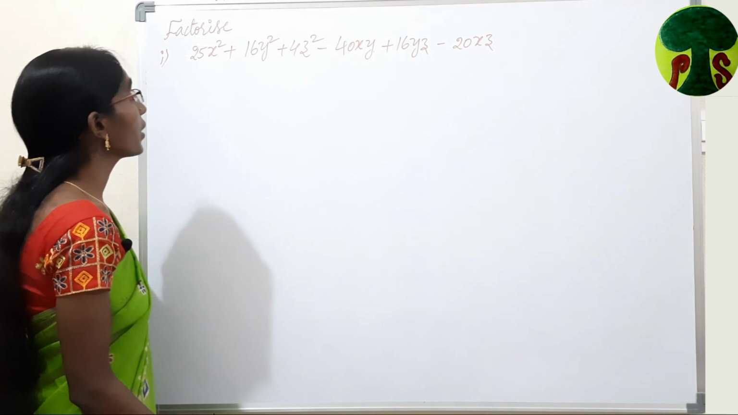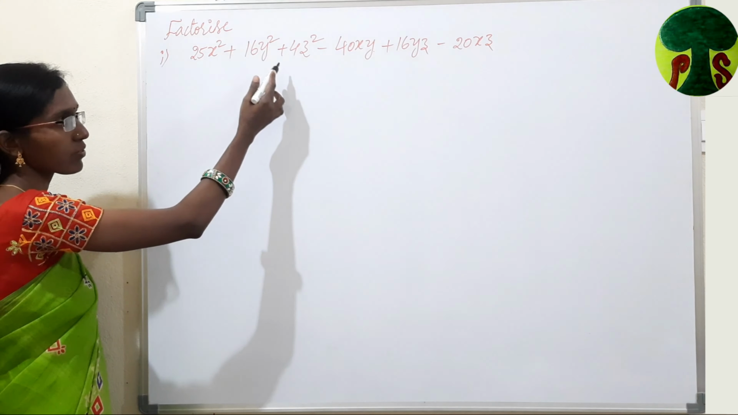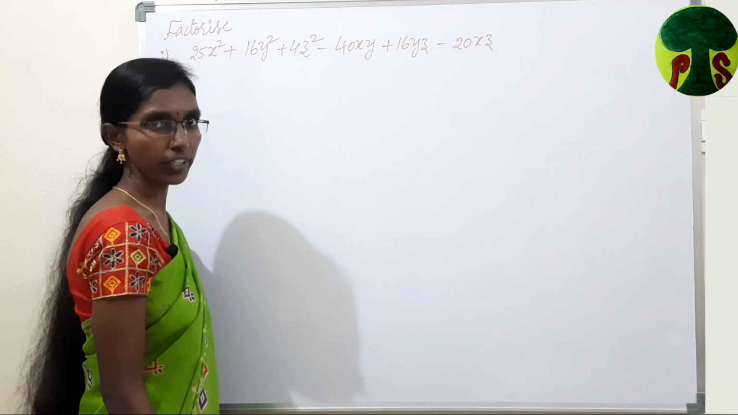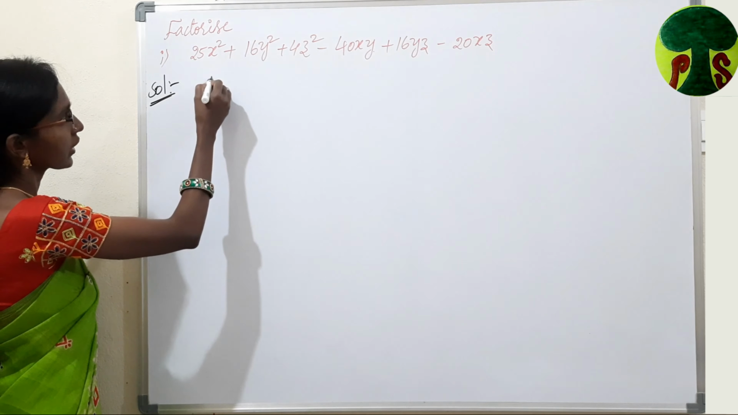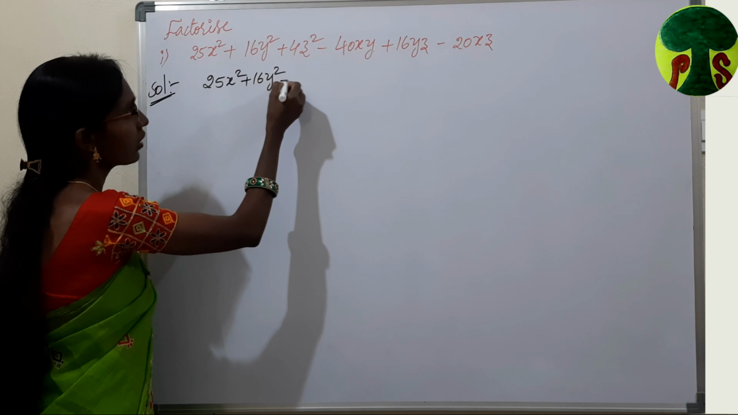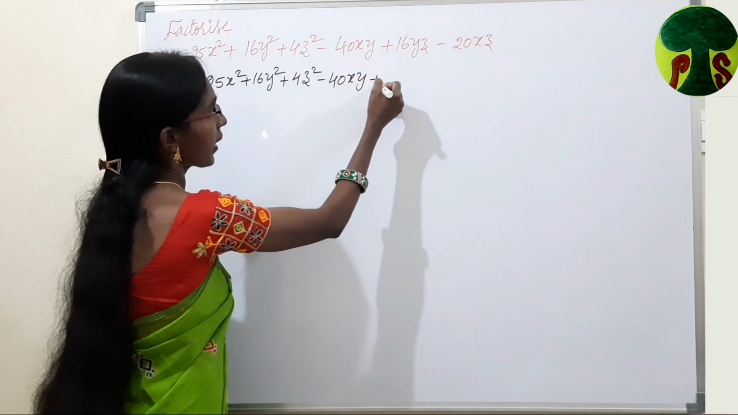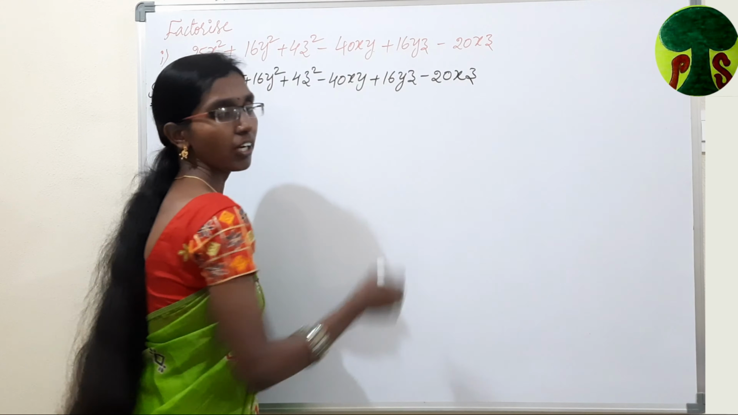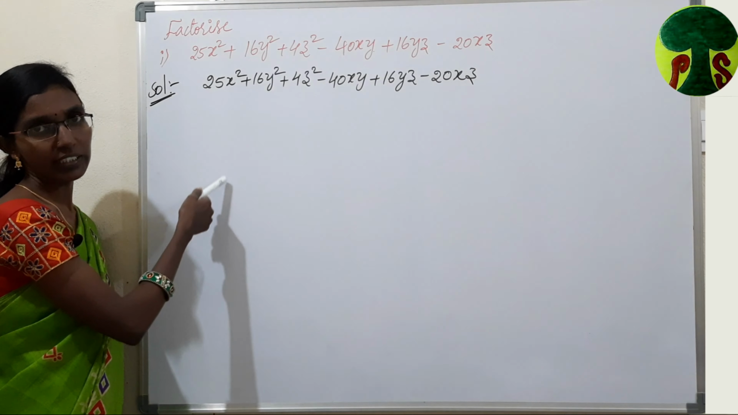Let us solve another problem on identities. Here is the question. Factorize 25x square plus 16y square plus 4z square minus 40xy plus 16yz minus 20xz. Let us solve the given question. Solution. The given expression is 25x square plus 16y square plus 4z square minus 40xy plus 16yz minus 20xz. We have to convert the given expression into an identity.